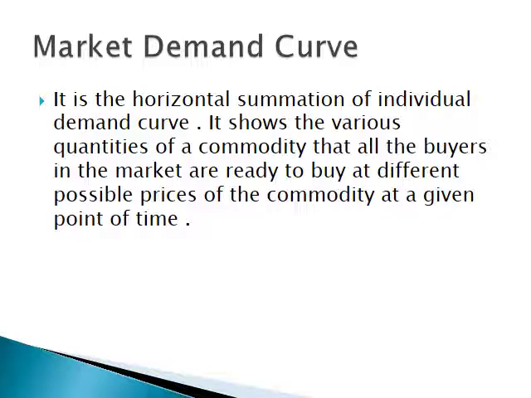Now, you look at the diagram. This diagram is drawn on the basis of schedule we made in part 1 of the chapter. Here, the first part of the diagram is showing the demand curve of consumer A. Second part is showing the demand curve of B. And third part is showing the market demand curve.